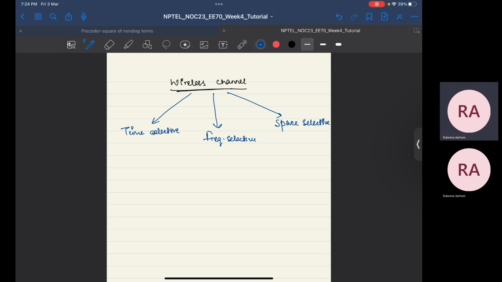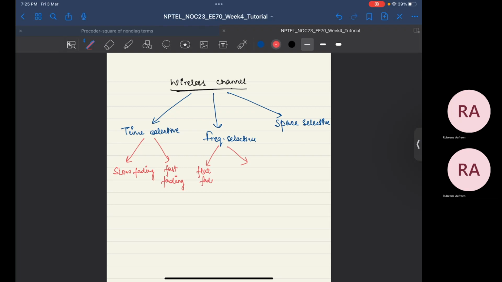Whatever assumptions that we are making right now will be continued further in MIMO and all. So this is a very important thing. Time selective channels we have seen as two types: slow fading and fast fading, right? Then frequency selective channels we have seen of two types: flat fading and frequency selective fading. Now space selective channels are of two types: rich scattering and poor scattering.